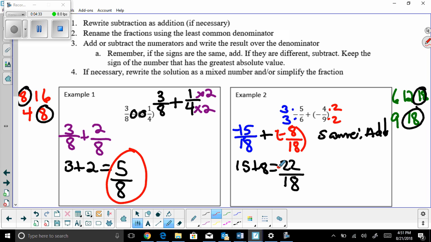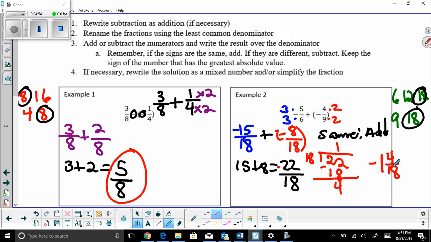However, the numerator is larger than the denominator, so I need to change it to a mixed number. And I do that by dividing. 18 can go into 22 one time. I have a remainder of 4. So my final answer, or my answer, is negative 1 4/18.